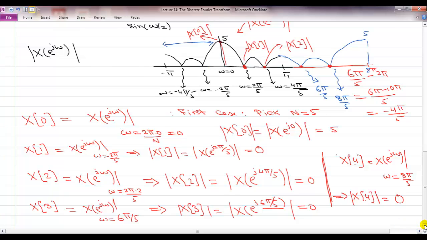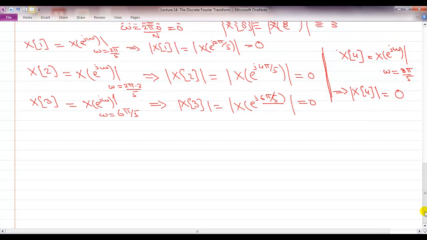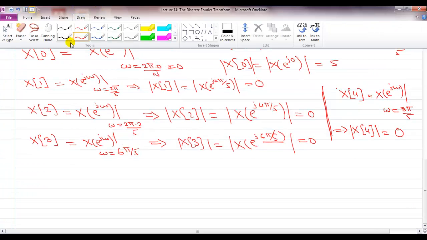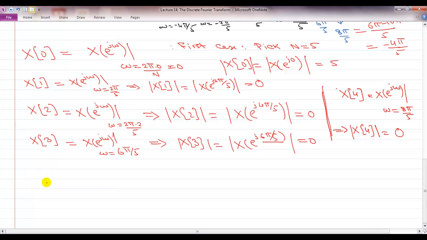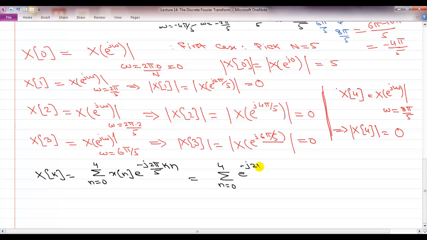So let's briefly verify that this is indeed what we would have gotten if we had used the formula explicitly. What is the definition? It is X of k equals the sum from n equals 0 to 4 of x of n e to the minus j 2 pi over 5 kn. Our x of n was all 1, so we get the sum for n equal to 0 to 4 of e to the minus j 2 pi k over capital N times n. So capital N is 5.